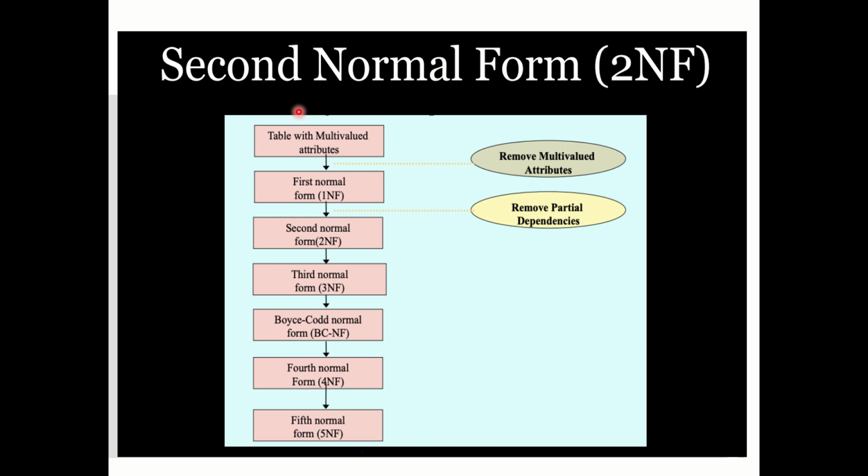So you should understand that initially you'll be given a particular unnormalized table. You need to look for the multi-valued attributes. In the first normal form, you're removing all the multi-valued attributes. And in the second normal form, you're removing all the partial dependencies.